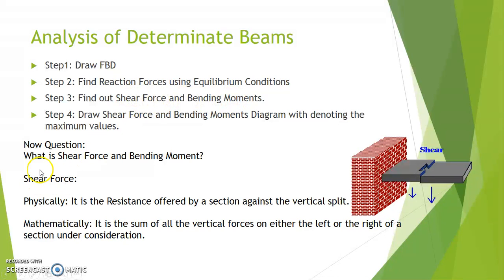So now shear force, let us see what it is. First let us try to feel what it is. Its physical meaning is the resistance offered by a section against a vertical split. Like over here you can see, let us suppose I put some force at this point. This split section will try to pull this section down, while this section will try to keep it up. As long as it is in equilibrium, both the forces will be equal at this junction. If it fractures, then obviously it will shear.